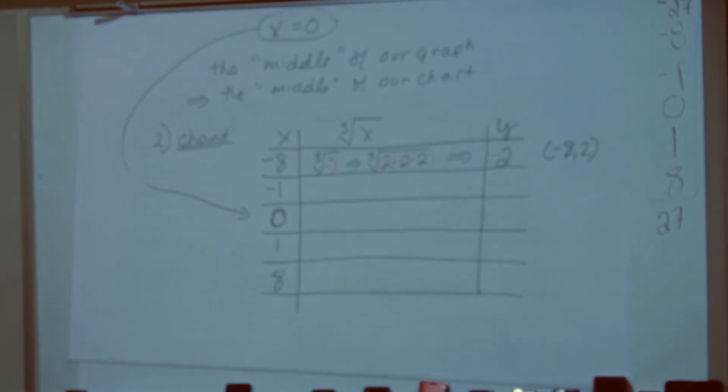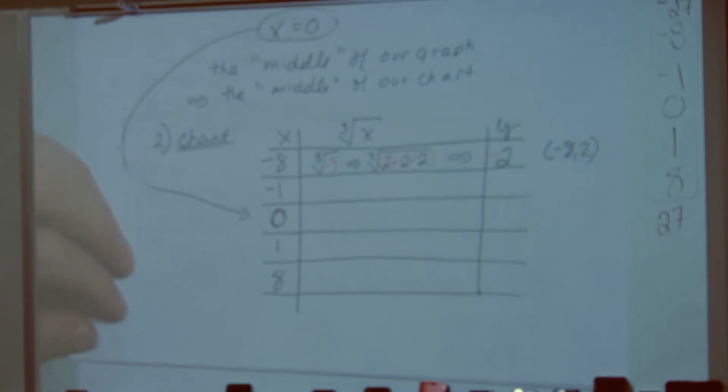Now, the reason I chose 8, 8 is made up of 3 of a kind. It's 2 times 2 times 2. And that's the only reason why? It's the only reason why. I want 3 of a kind. I want it to pop out perfectly. 3 of a kind, index is 3, boom, nothing left underneath the radical. All right, cool. Okay.